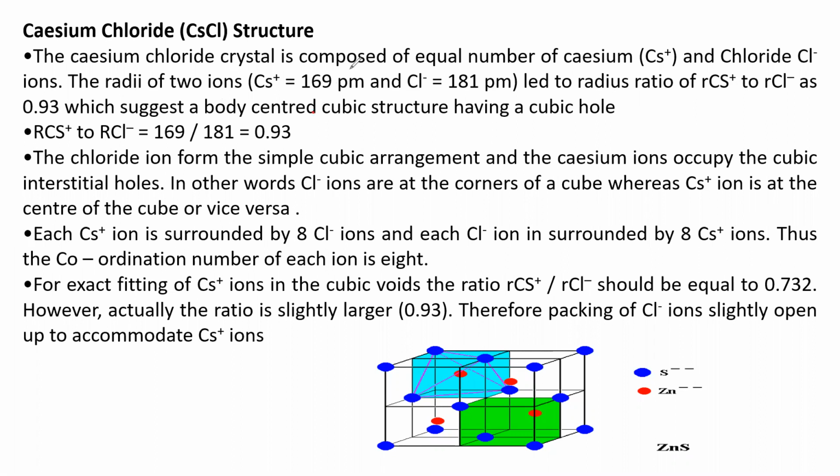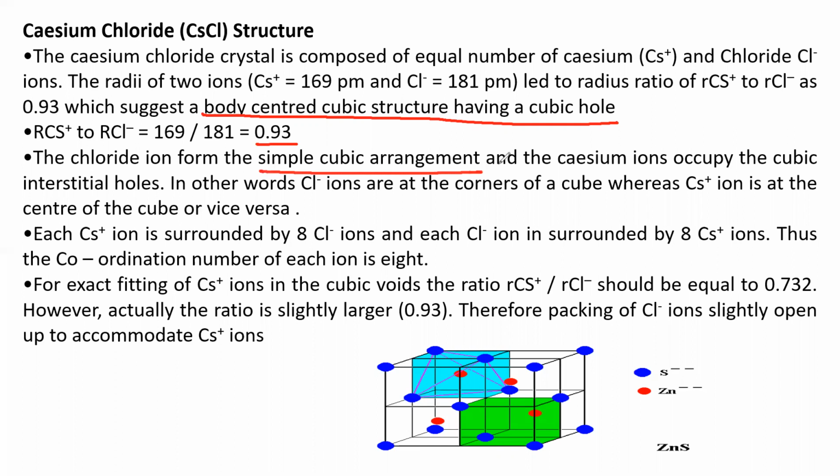So this is very important. I'm underlining it. It contains a body-centered cubic lattice, having a cubic hole, and radius ratio is equal to 0.93. The chloride ions form a simple cubic arrangement, and the cesium ion. See, here the chloride ion forms simple cubic arrangement.